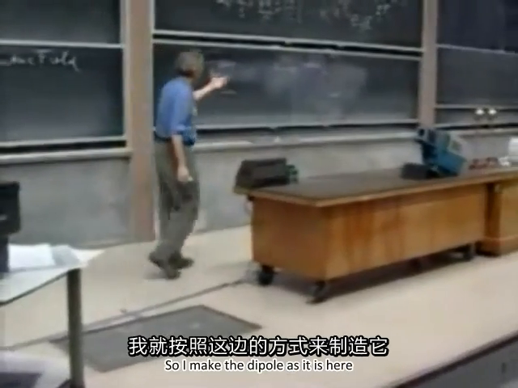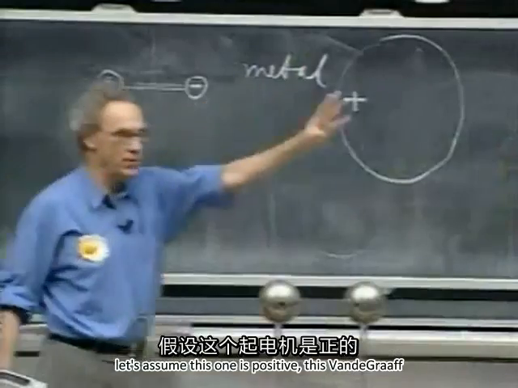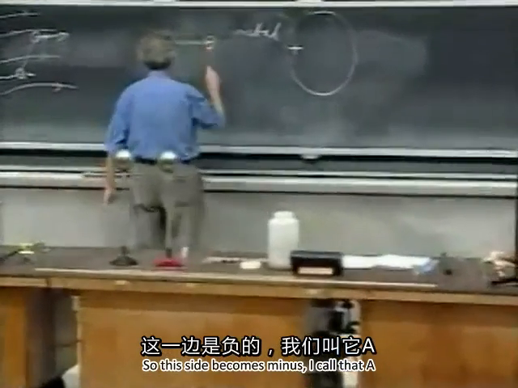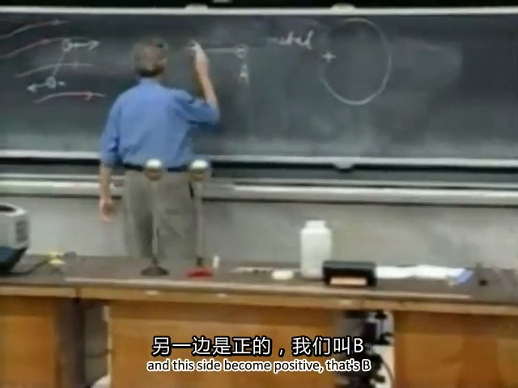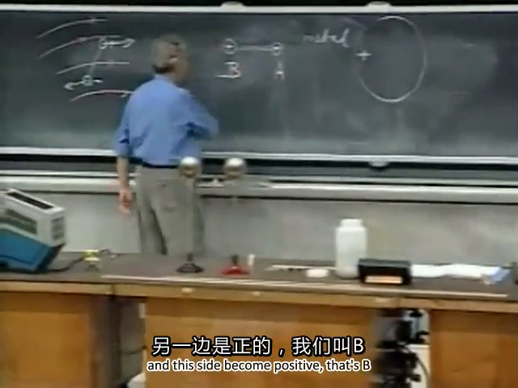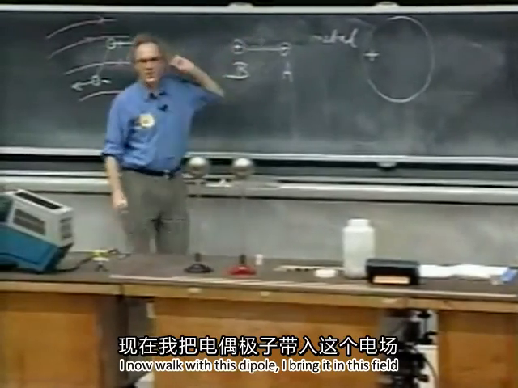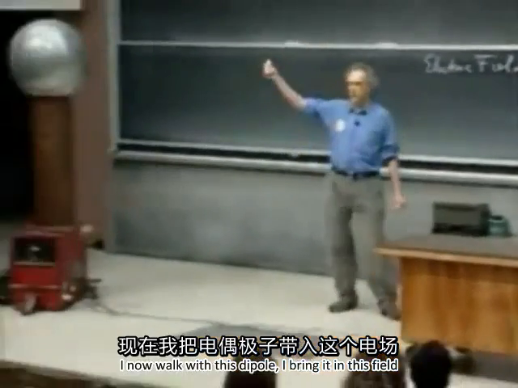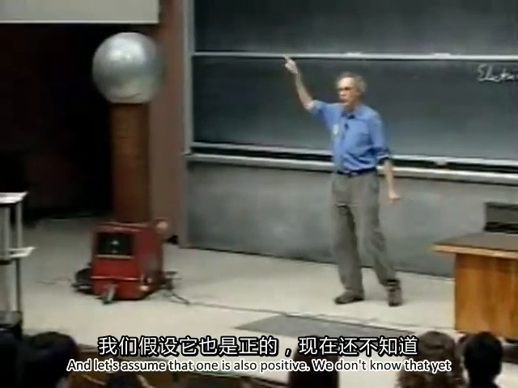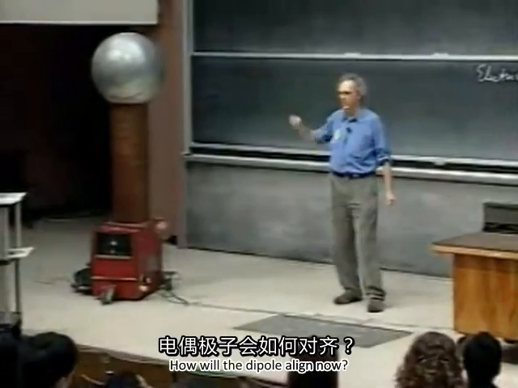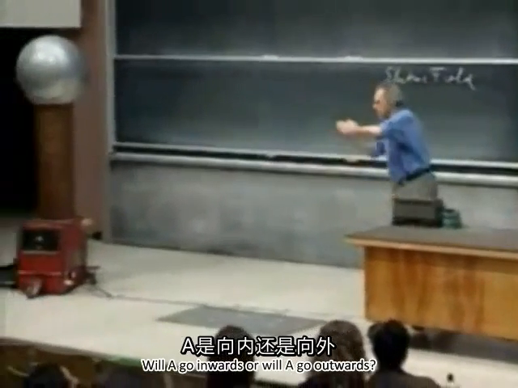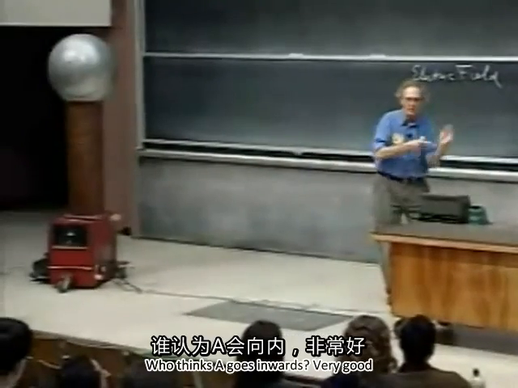So I make the dipole as it is here. Let's assume this Van de Graaff is positive. So this side becomes minus, I call that A, and this side becomes positive, that's B. I now walk with this dipole, I bring it into this field, and let's assume that one is also positive. We don't know that yet. How will the dipole align now? Will A go inwards or will A go outwards?